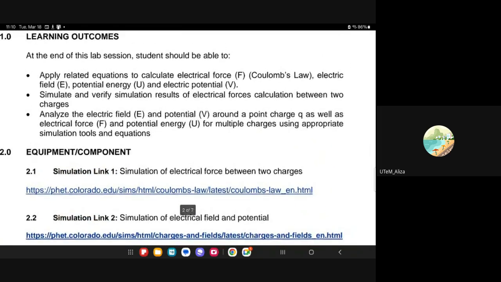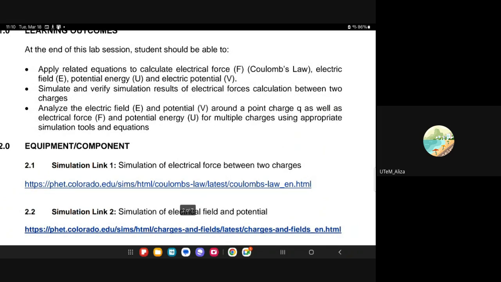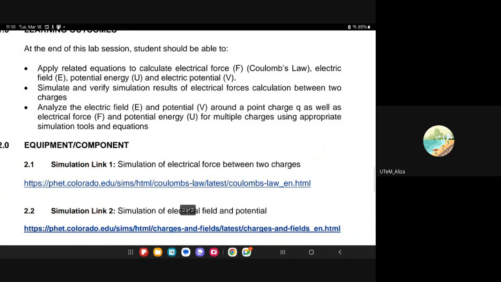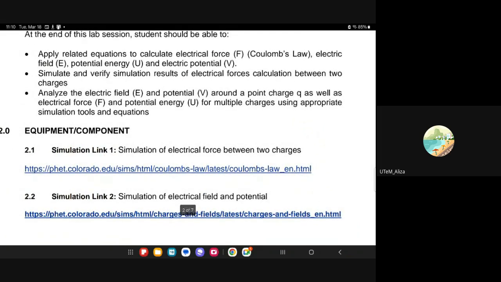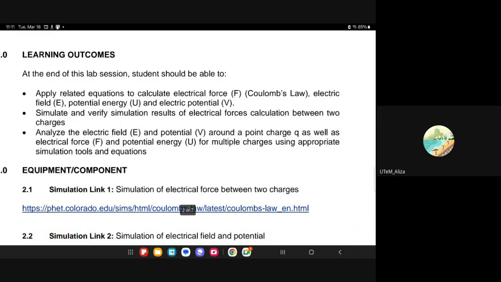And then you are required to simulate and verify the simulation results obtained. This is for electrical forces, F, and also analyze the electrical field, E, and also electrical potential, V, around a point charge, Q, as well as force and potential energy for multiple charges using appropriate simulation tools and equations. So for the first part, I will concentrate on how to calculate electrical force first, okay?